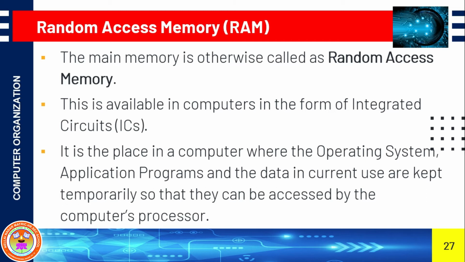In the ICs. It is the place in a computer where the operating system or application programs and the data in current use are kept temporarily so that they can be accessed by the computer's processor. So it is a temporary memory, you know that, and whatever actions or executions we are going to perform in the computer will be stored in this memory part and executed. So all the storage will be temporary. Understood? Right? That is the meaning of RAM.